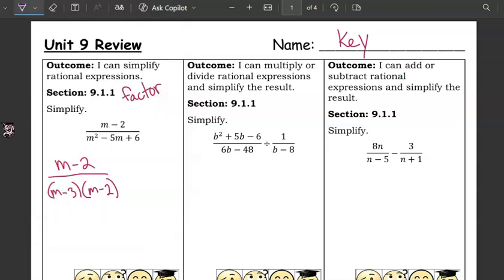Now from here we can see that the m minus 2's cancel. We're left with nothing in the numerator, so you just write 1 there. 1 over m minus 3. This would be your simplified expression.